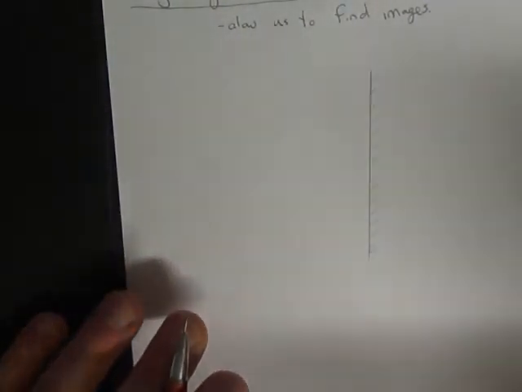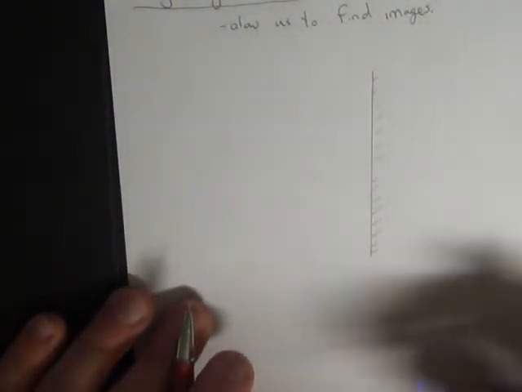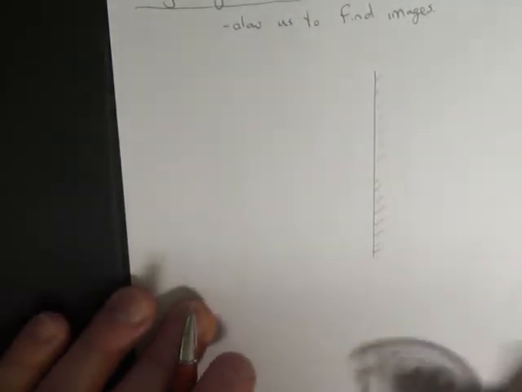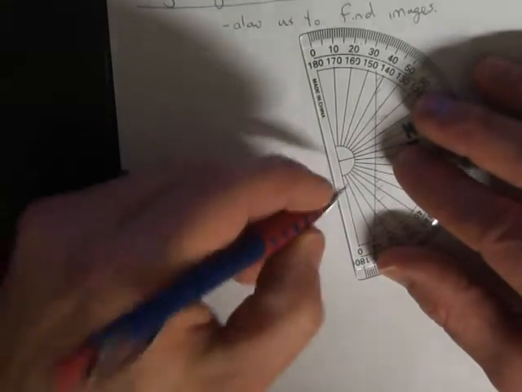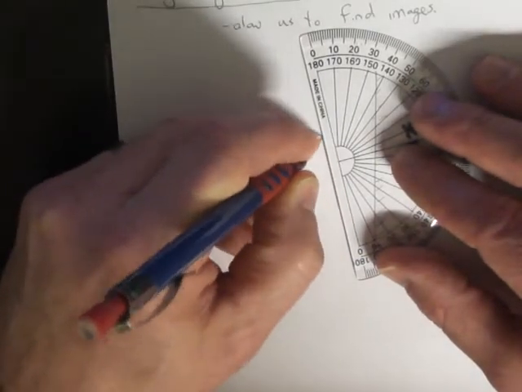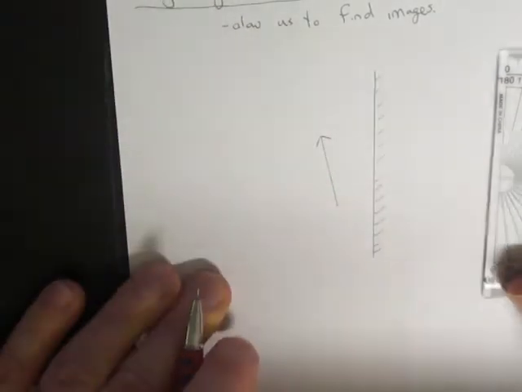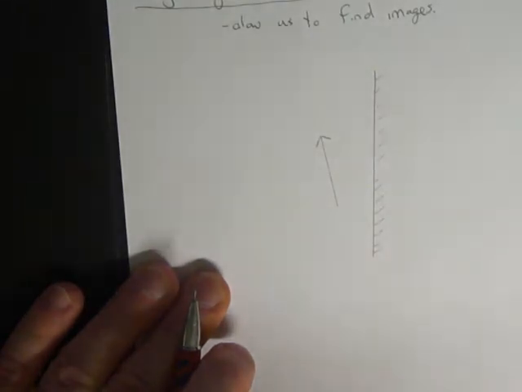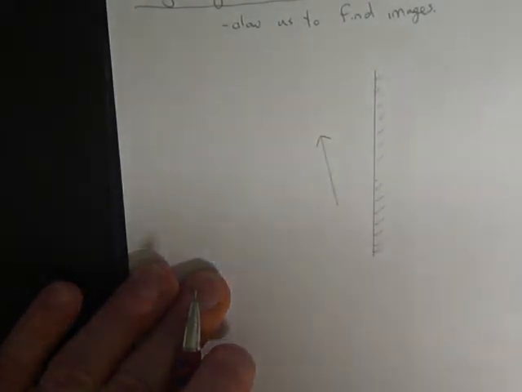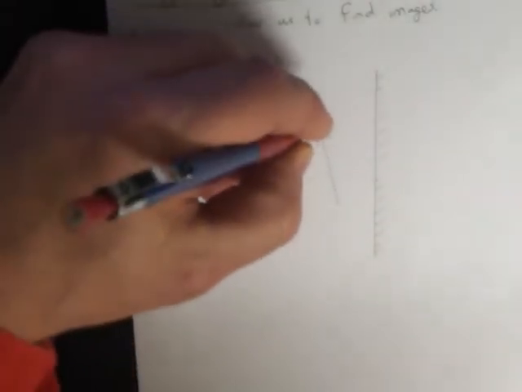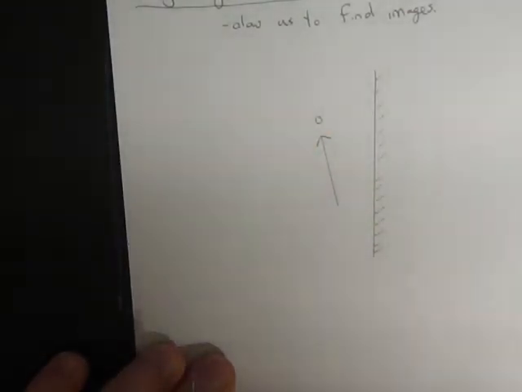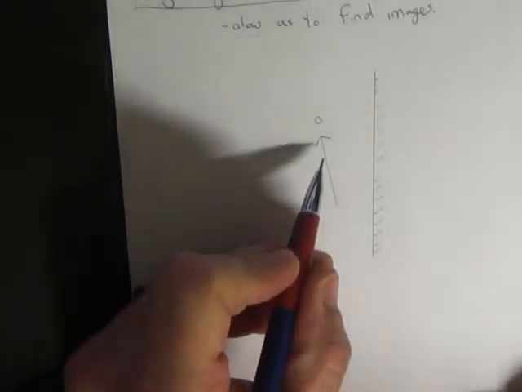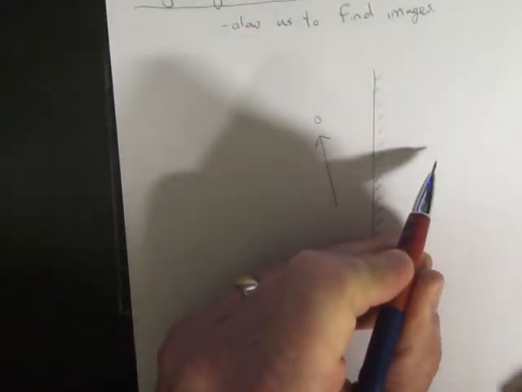And in order to find an image, I must start with an object. So I'm going to draw an arrow. And I'm going to draw that arrow on a little bit of an angle like this. An arrow right there. And that arrow is going to be my object. I'm actually going to label it with an O to represent the fact that it's my object. And now I'm going to try to find its image in the mirror.